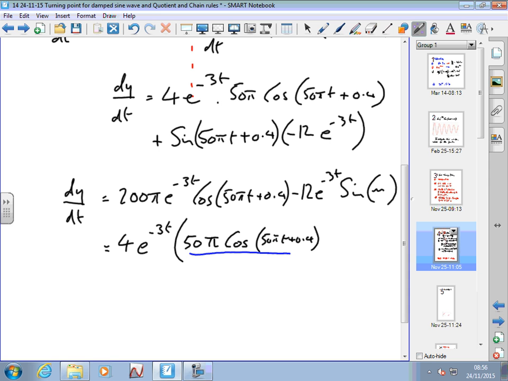Now I'm going to look at the second term, so minus, and then again, what have I got to times this by to get me back to that? So what have I got to times the 4 by? 3 to get back to 12. The e to the minus 3t is there. So all that's left is the sine of that function there. So it looks like that.